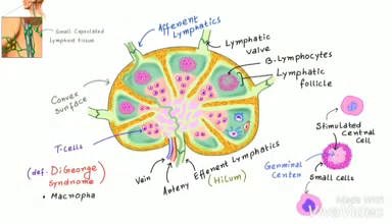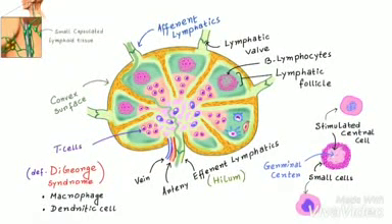Other cells present in that area are macrophages and dendritic cells. So follicular dendritic cells are present in the outer cortex and dendritic cells are present in the inner cortex. You can remember this as follicular dendritic cells present around the follicle. And you already know that follicles are present in the outer cortex area.